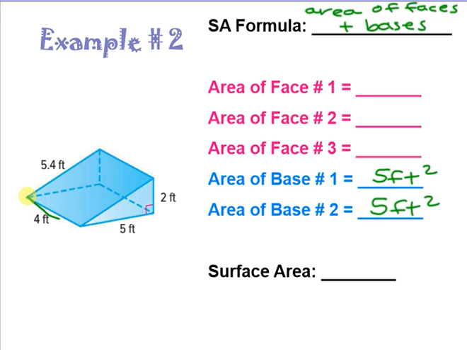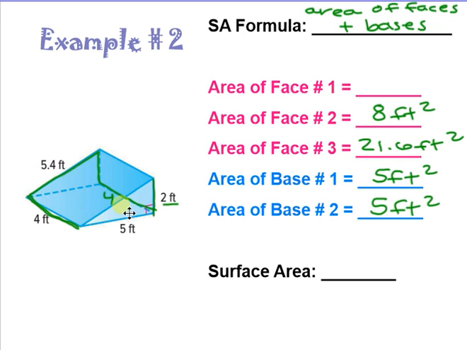So this has a length of 4, and then it has another side length of 5.4. So 4 times 5.4 is 21.6 feet squared. Okay? Now I'm going to work on this one back here. So this length right here is the same as this right here, which is 4. And then this length right here is the same as this right here, which is 2. So 4 times 2 is 8 feet squared.